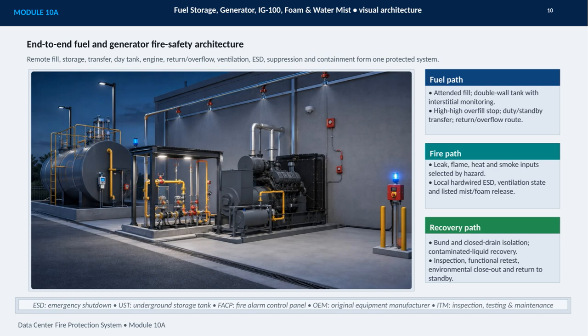Bund and closed drain isolation help contain contaminated liquids, followed by recovery, inspection, functional retesting, environmental closeout, and return to standby. These steps complete the safety cycle. The abbreviations shown here include ESD, UST, FACP, OEM, and ITM.